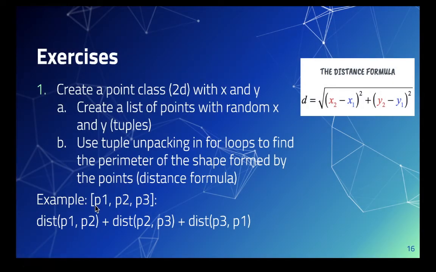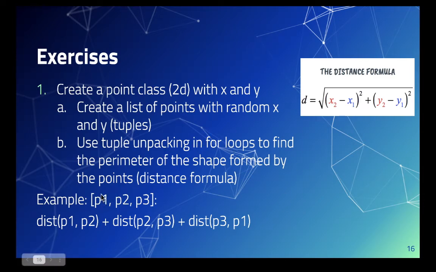Okay, so these are the exercises we've developed to test list comprehension and tuple unpacking. The first one is to create a point class, which is 2D. You can make it 3D if you want, but this point has x and y. What you want to do is create a list of points with a random x and y. So there are two parts: try to generate a random list of tuples with two values, x and y. And you want to use tuple unpacking in for loops to find the perimeter of the shape formed by these points.